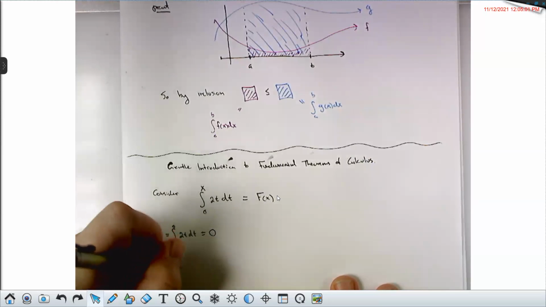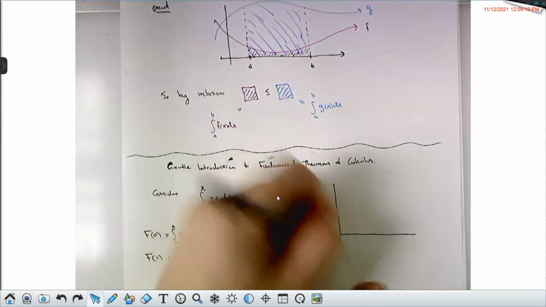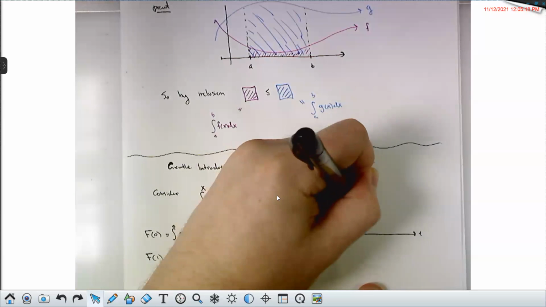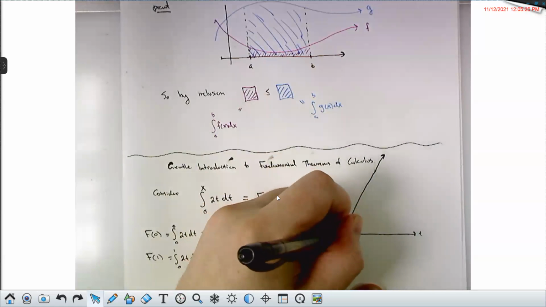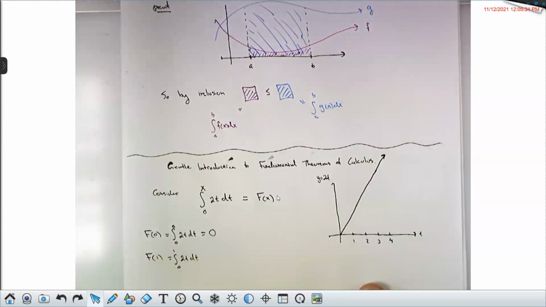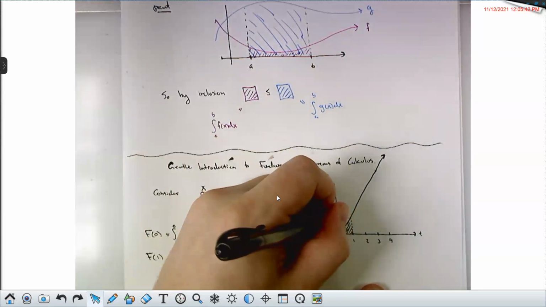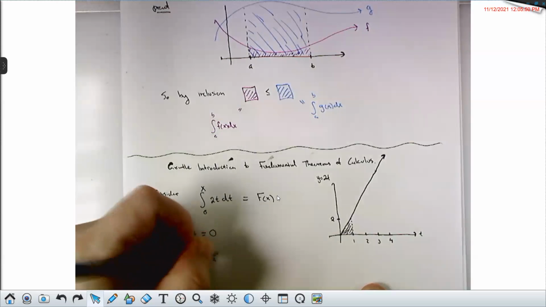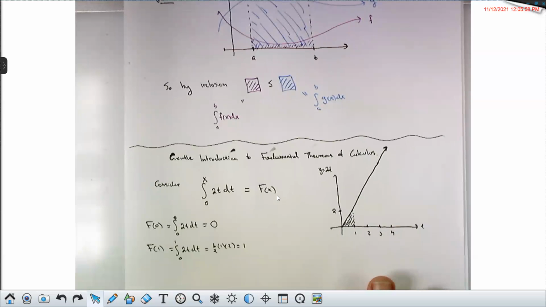f of 1 would be the integral from 0 to 1 of 2t dt. I'm going to draw the graph y equals 2t over here. This is the t-axis. Something like this, right? We'll mark this as 1, 2, 3, 4. So if I want to do the integral from 0 to 1, we're talking about this area. And since we're on the graph y equals 2t, that height would be 2. So this would be 1/2 the base, which is 1, times the height, which is 2, which is 1.